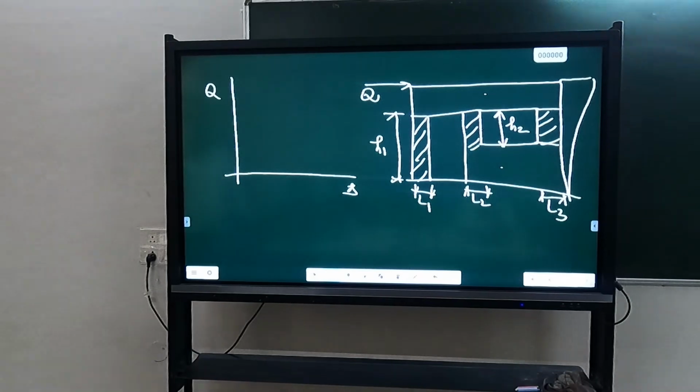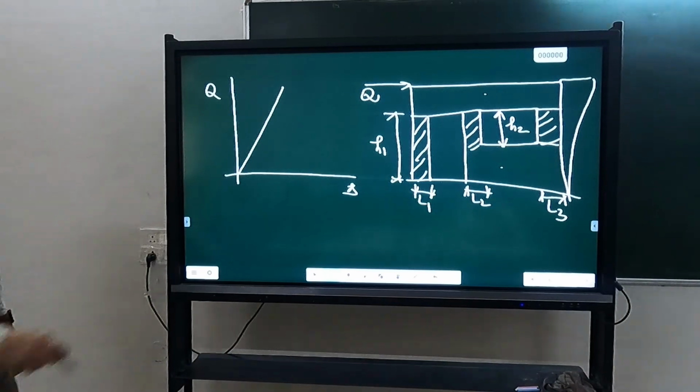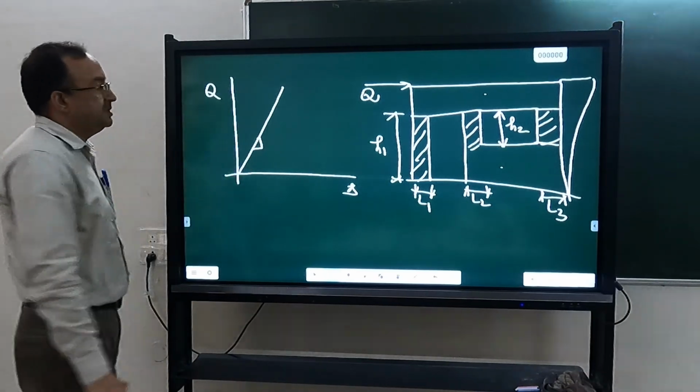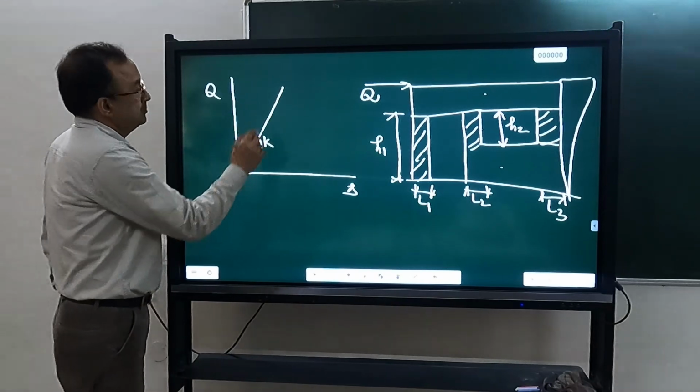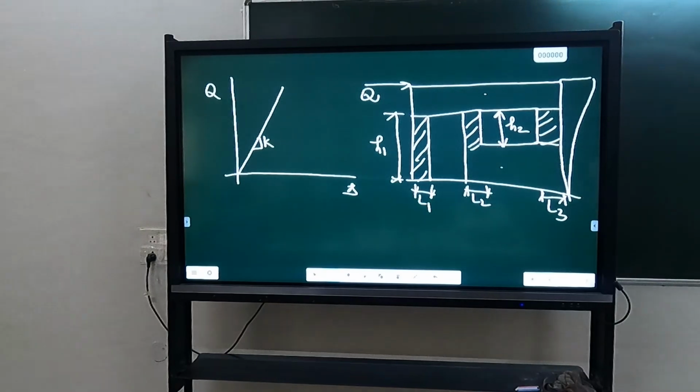Okay, so you can see that initially it is going to be a straight line. Can you tell me what will be the slope of this straight line? That is the stiffness K. So we are assuming this K4 and K2 and K3 are in parallel or series. K2 and K3 are in parallel, and this parallel assembly is in series with K4. When these are in series, force is same, not the displacement.